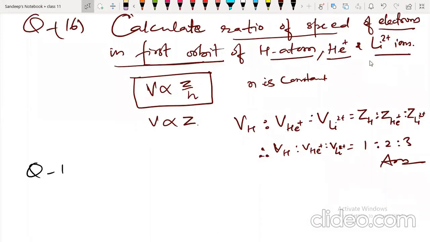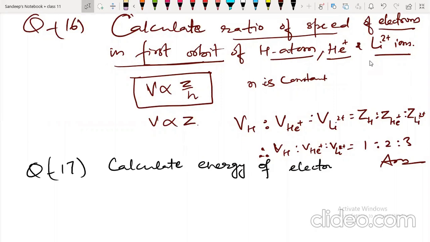Question number 17. Calculate the energy of electron in the third excited state of helium plus ion.